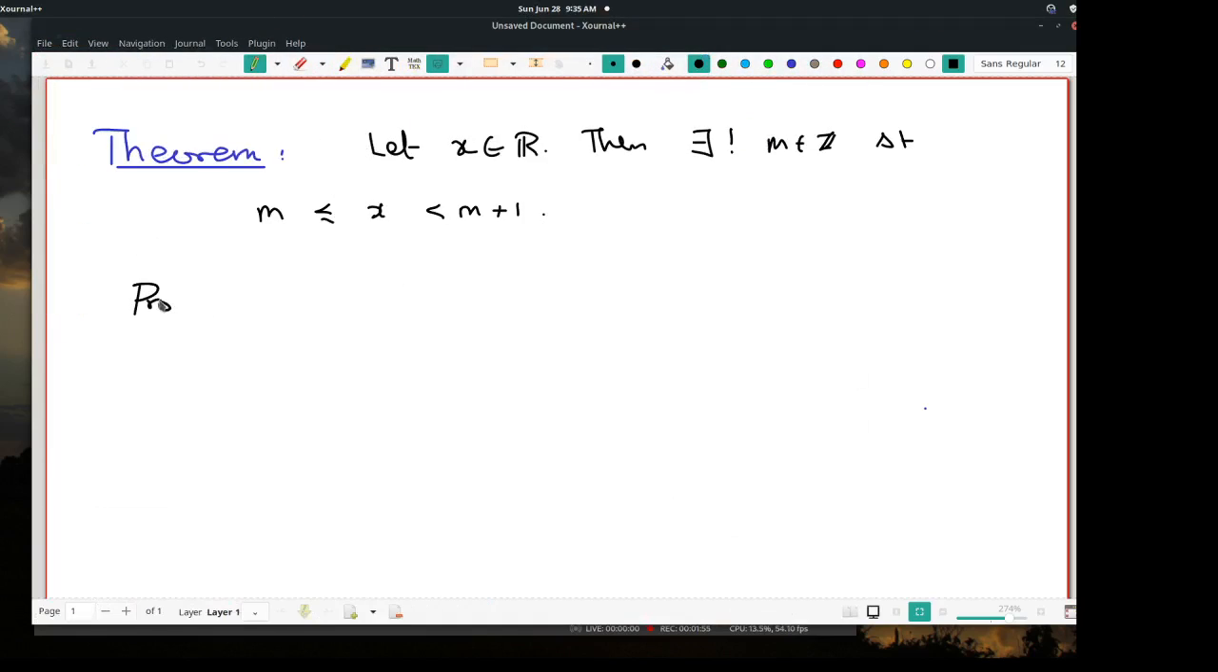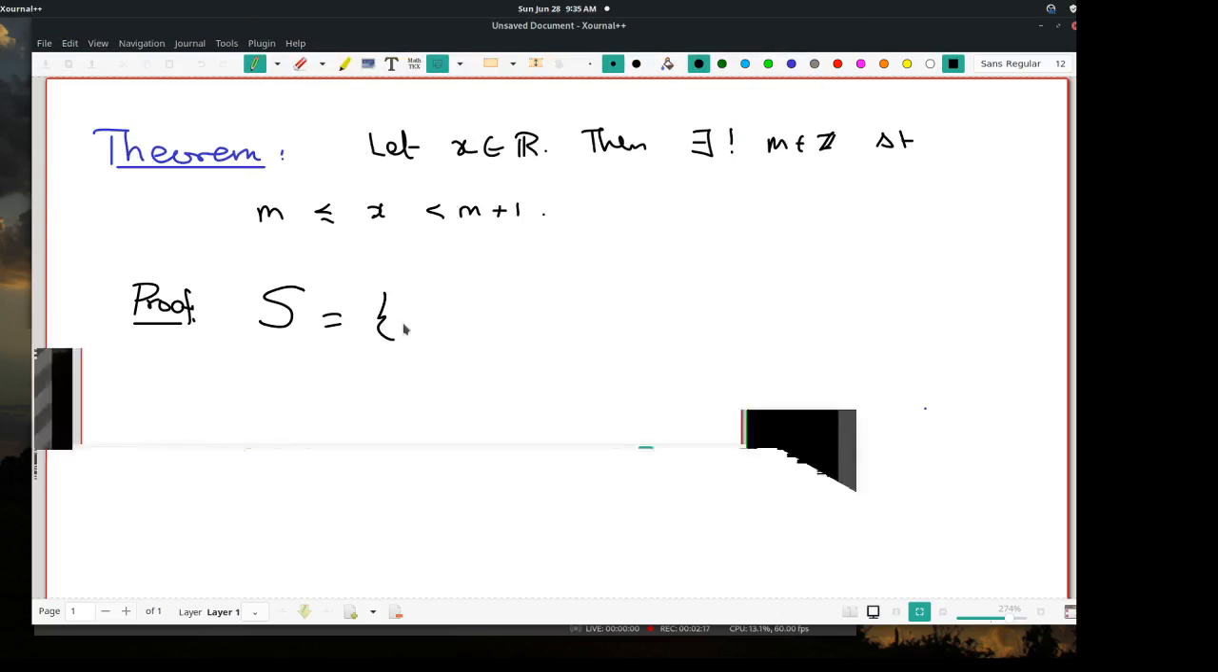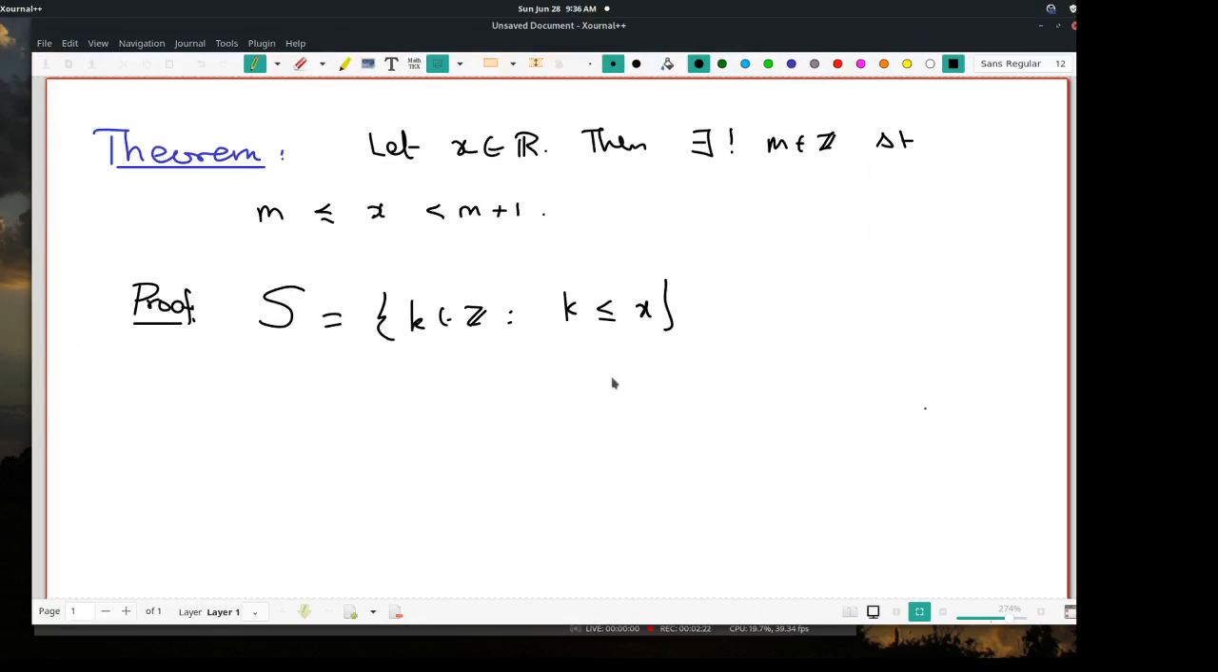The proof is easy. We have done enough work. What we do is look at all the integers which are less than or equal to x and choose a maximum. Yeah, that should be the idea. I am looking for the set of integers k such that k is less than or equal to x, and choose the maximum of this set, that will satisfy these conditions.